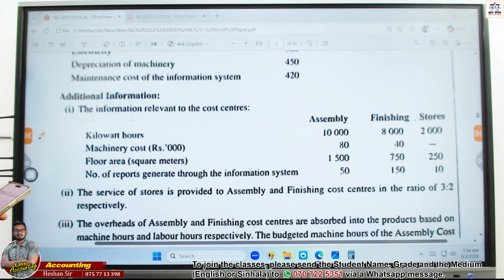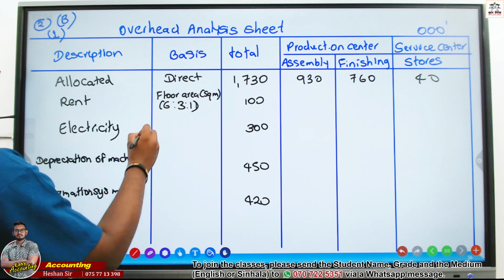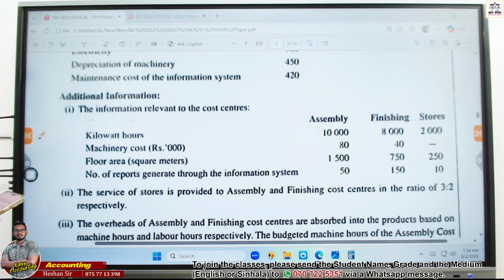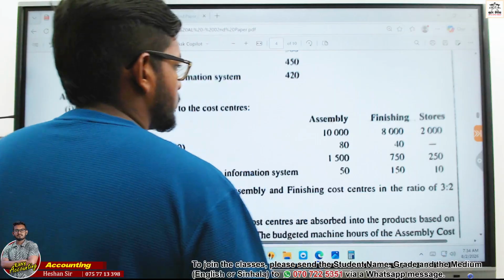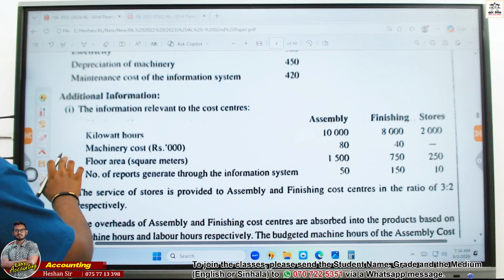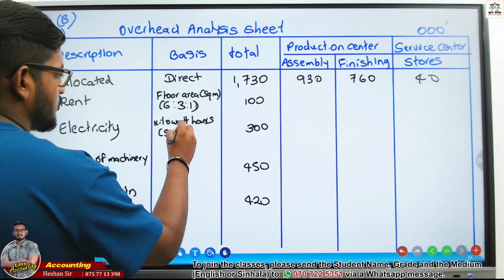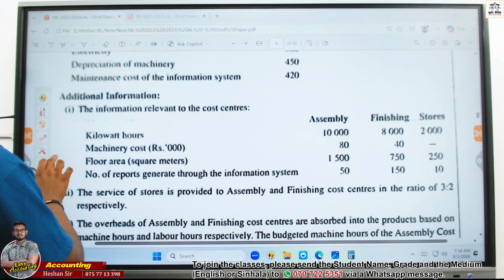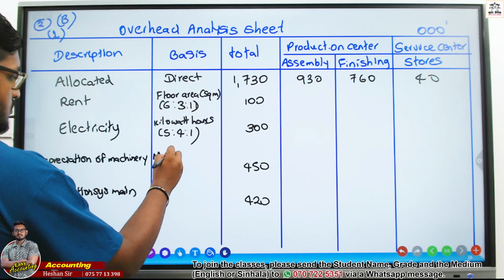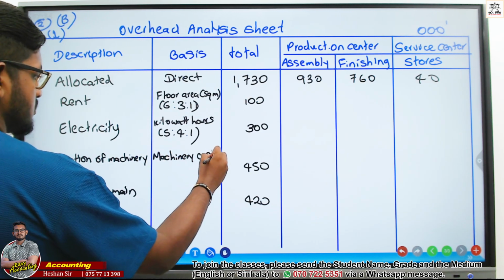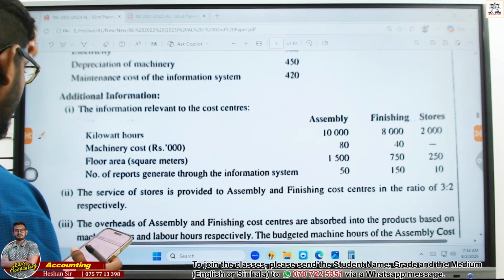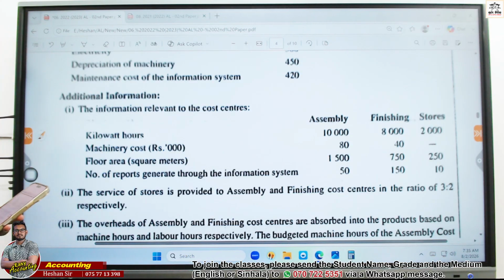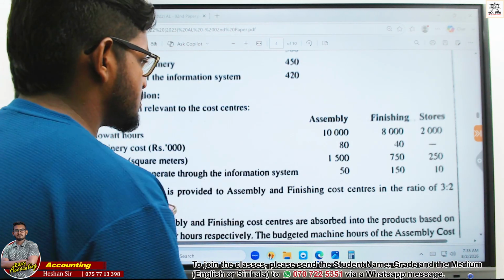Electricity we can take kilowatt hours, right? You can see the kilowatt hours are given: 10, 8, 2. Further divide by 2: 5, 4, 1. Depreciation of the machinery, machinery cost. You can see that is 2 and 1. Then information system, number of reports generated, right?